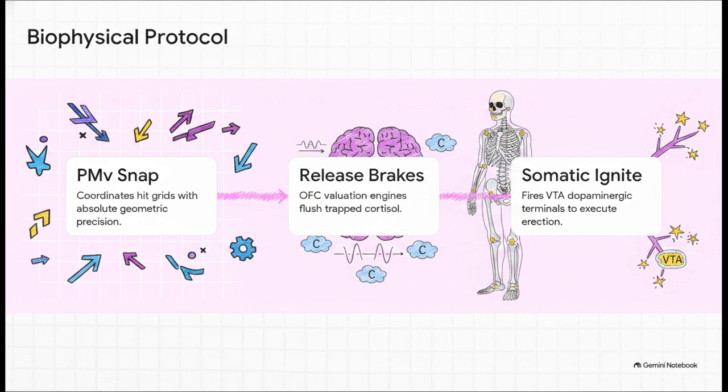Step 1 is the PMV scratch block snap, which is where those abstract action symbols hit the subject's grids with absolute geometric precision. Step 2 is releasing the brakes. This perfect fit forces their OFC valuation engines to flush out trapped cortisol and restart a smooth theta rhythm. And finally, step 3 is the somatic ignition. This joint alignment fires the VTA dopaminergic terminals, executing a perfectly synchronized complementary physical response.